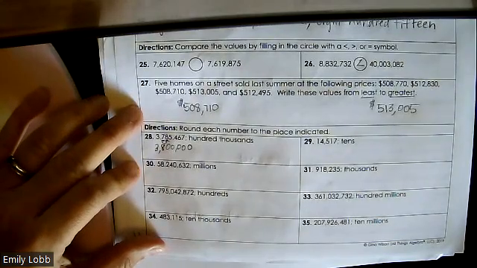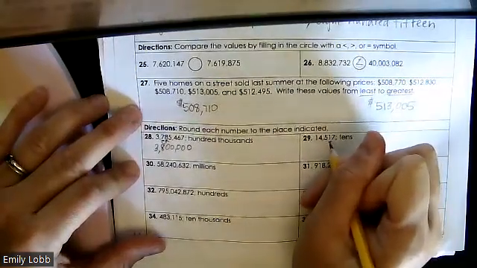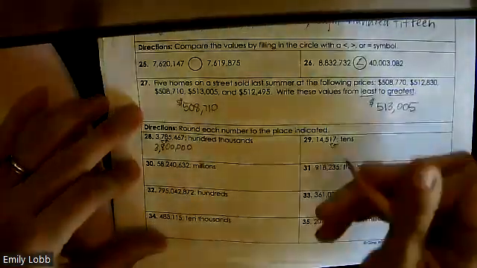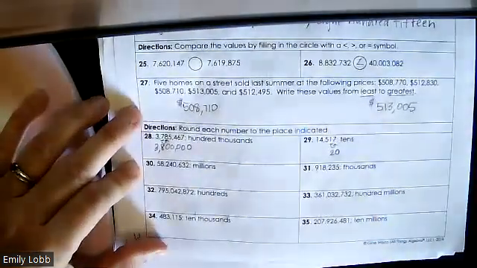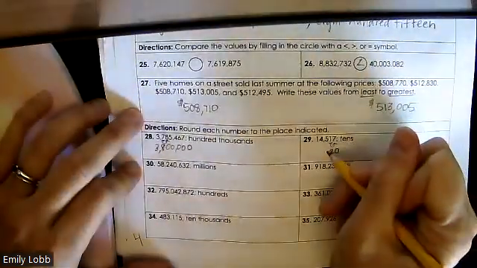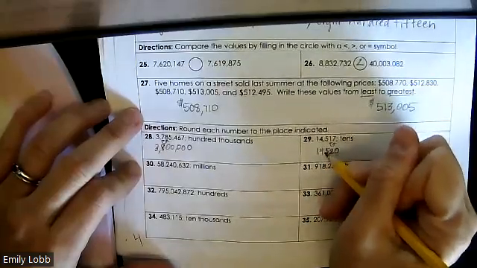Again, if we're looking at the tens place, we find it, look to the right. If that number is 5 or more, that rounds up. So the 1 turns to a 2. Everything after it becomes 0, but in this case, everything before it comes down. So this 5, 4, 1.